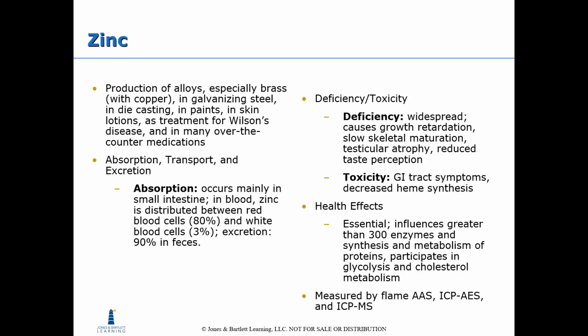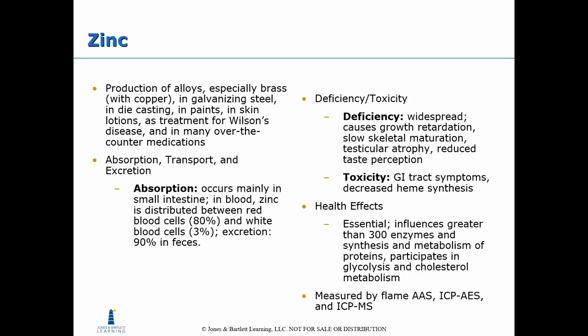And zinc. Production of alloys, especially brass with copper, in galvanizing steel, in die casting, in paints, in skin lotions, and treatment for Wilson's disease, and in many over-the-counter medications. Absorption occurs mainly by the small intestine. In blood, zinc is distributed between red blood cells 80% and white blood cells 3%. Excretion 90% in feces. It is essential and influences greater than 300 enzymes in synthesis and metabolism of proteins. It participates in glycolysis and cholesterol metabolism.